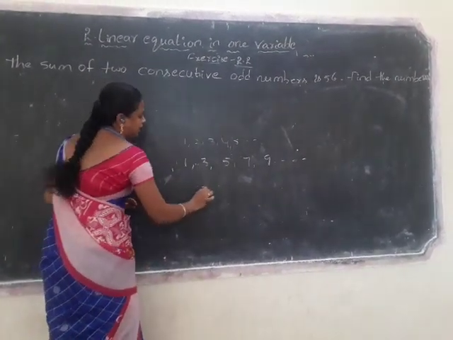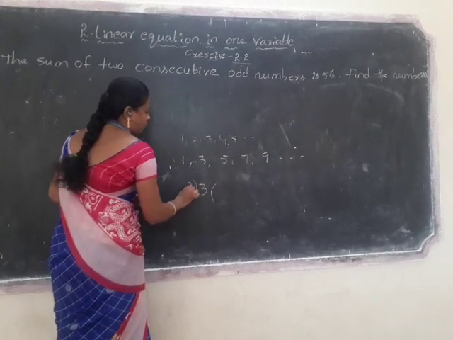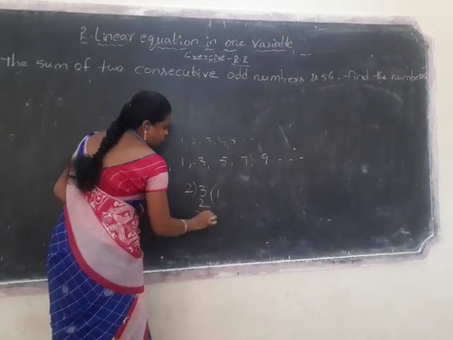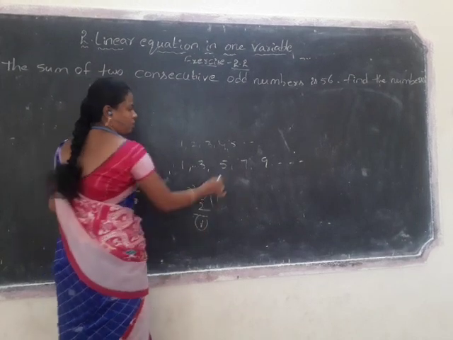Suppose, students, we take 3. This number we divide by 2. 2 ones are 2. The remainder is 1. We take 5.